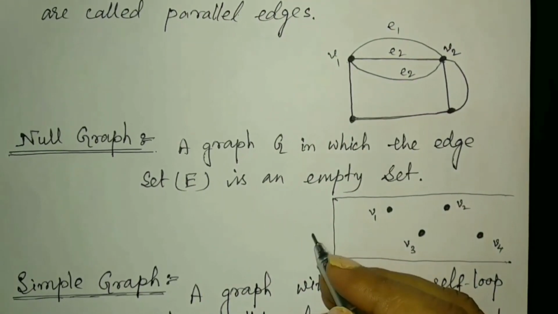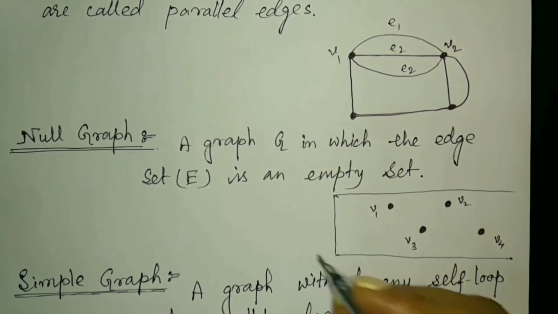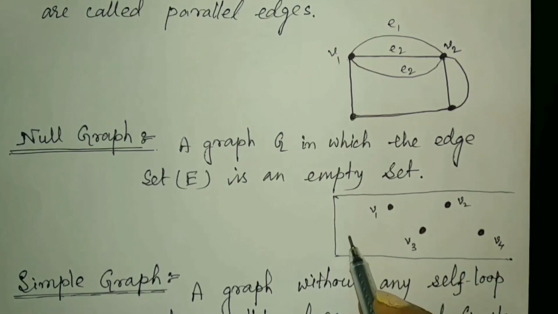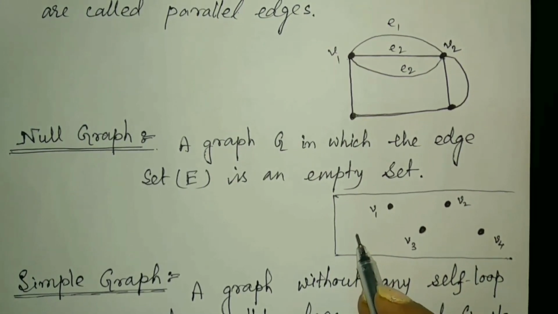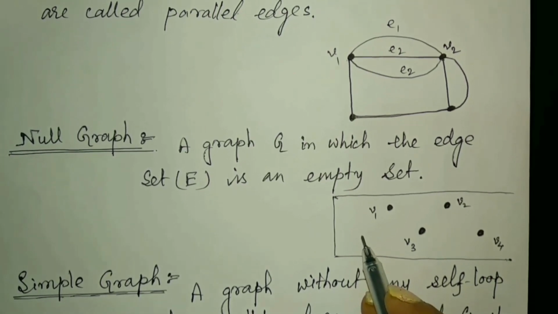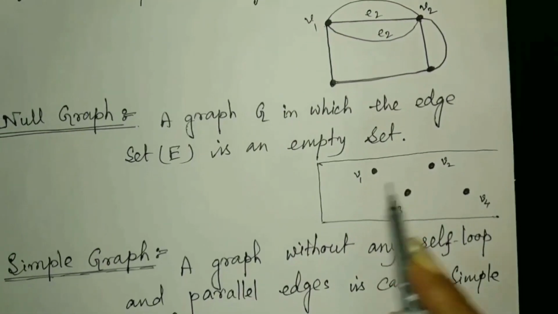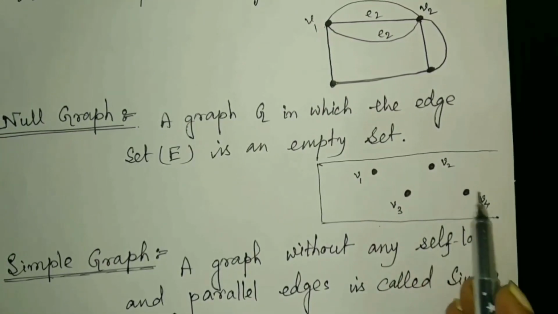In a graph, we know there are two things: one is the vertex set and another is the edge set. If in a graph the edge set is an empty set, the vertex set may be anything. It may have one vertex, two vertices, three vertices, it doesn't matter. The vertex set may have any number of elements, but the edge set has to be empty. Then it is called the null graph. This is an example of the null graph. Only vertices are there.